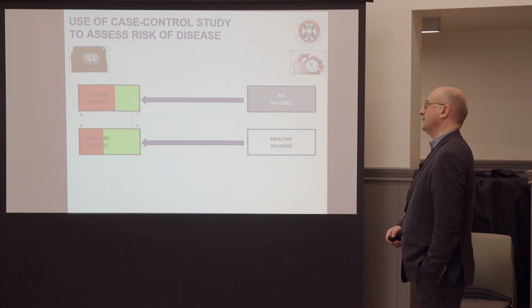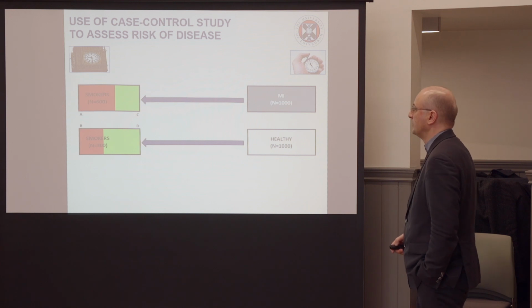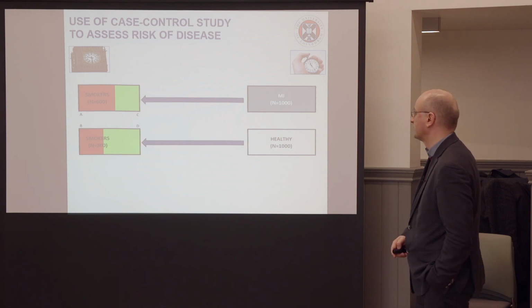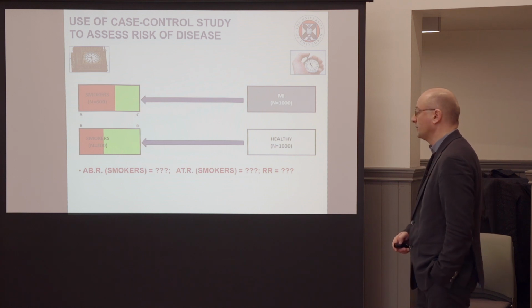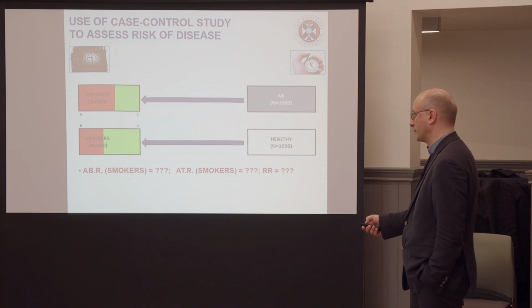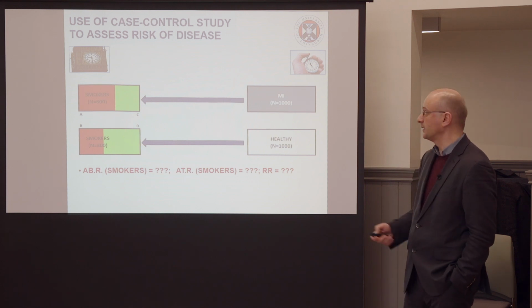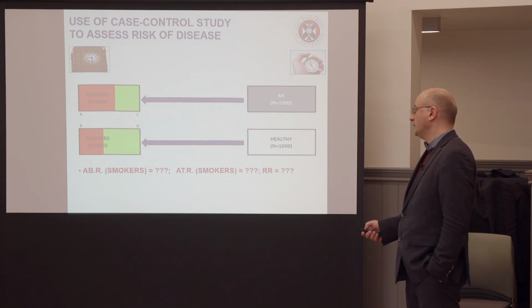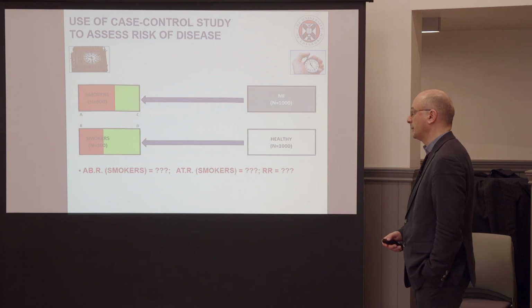But if you're using a case control study to assess risk of disease, this is how you do it. You look at the odds of exposure. You can't have absolute risks anymore. You can't have attributable risk, therefore you can't have relative risk, because you don't have absolute risks to calculate them from. So don't ever say that in a retrospective study you can have relative risk or attributable risk, because you can't. You can't even have absolute risk.